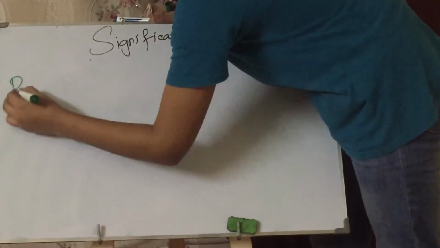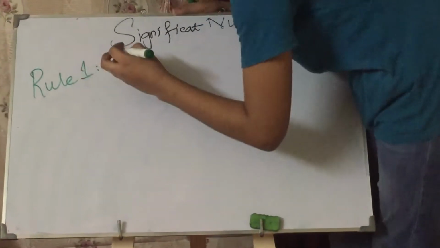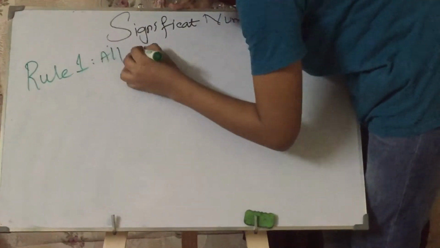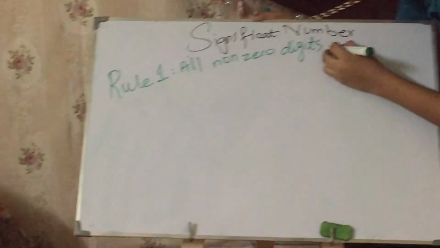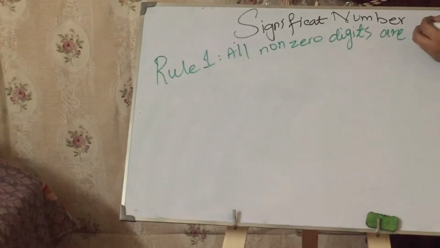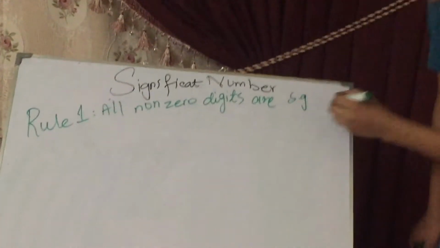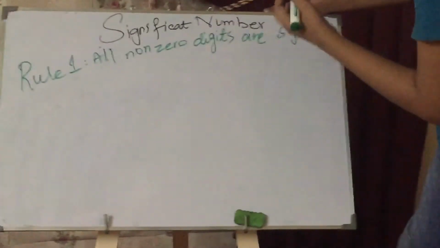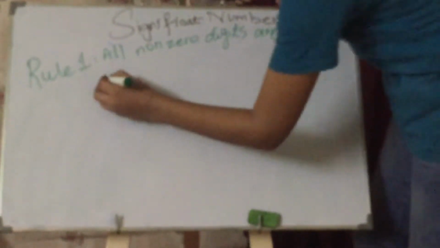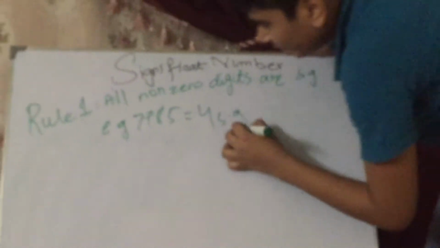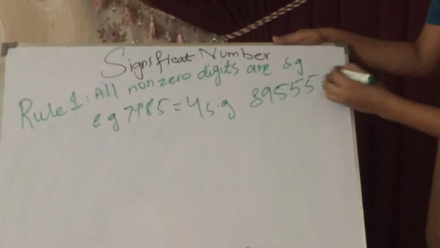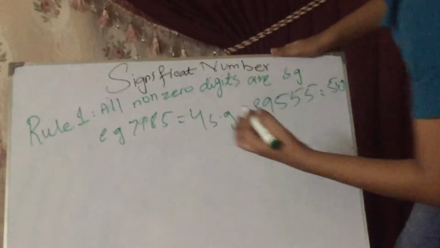So let's focus on rule number 1. All non-zero digits are significant numbers. There's a short form of significant number, SG, so I'm writing that SG means significant numbers. All non-zero digits are significant numbers. For example, 7985. There are 4 significant numbers in it. One more example, 898555. 5 significant numbers. How many values? How many numbers? How many digits?